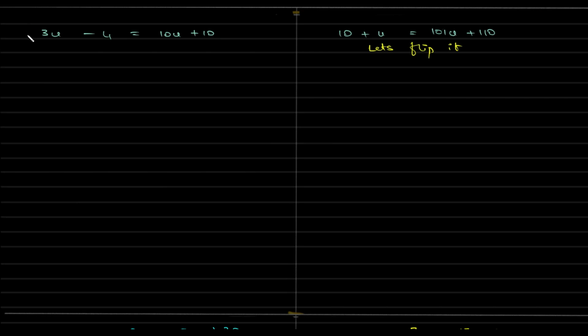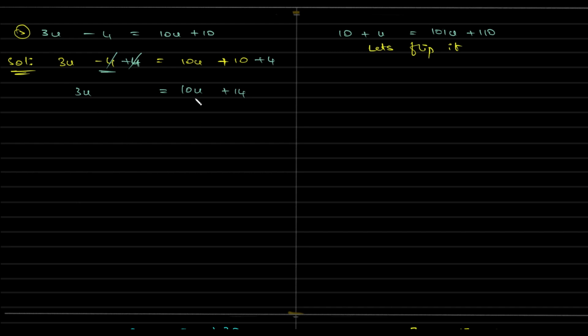Next, we have few more questions. Try it out. Again, pause and always try it out. So let's eliminate 4 this time. So +4 on both the sides. We have 3u is equal to +4, -4 gets cancelled. 10u, and this is 14.